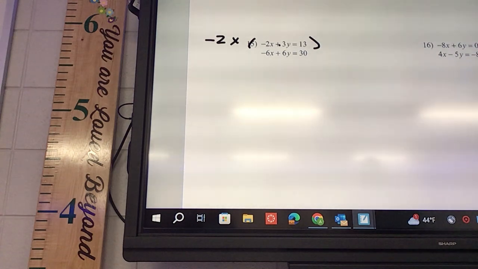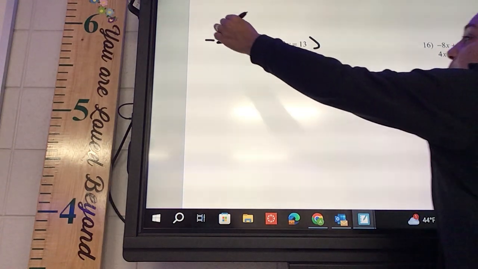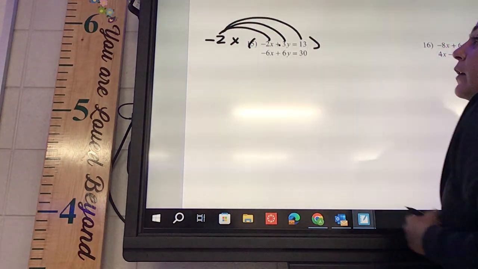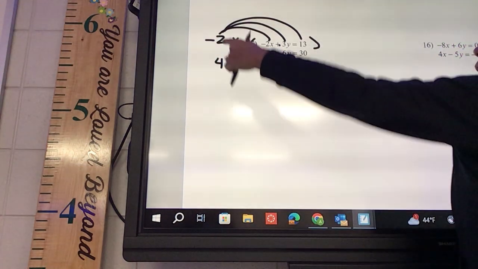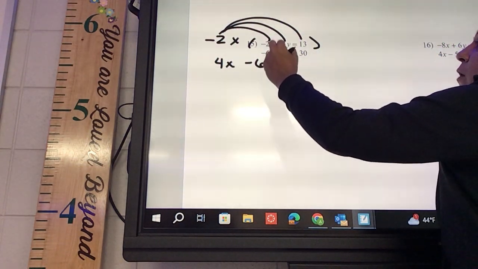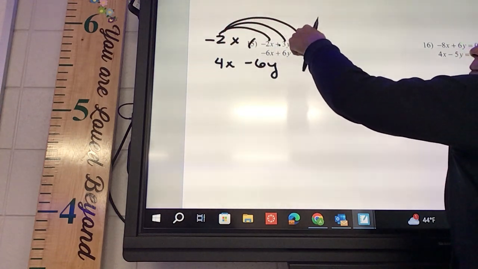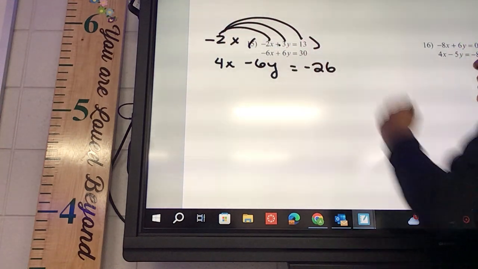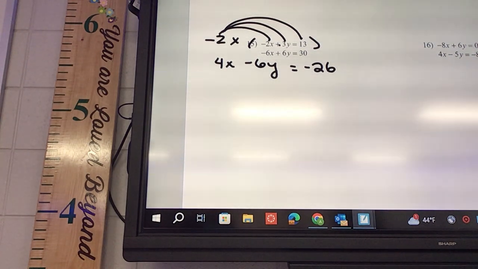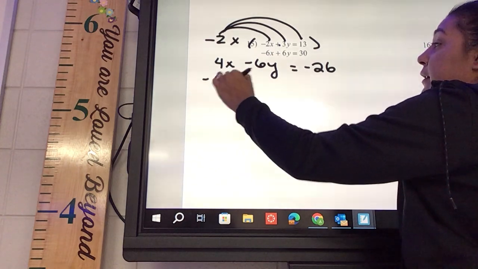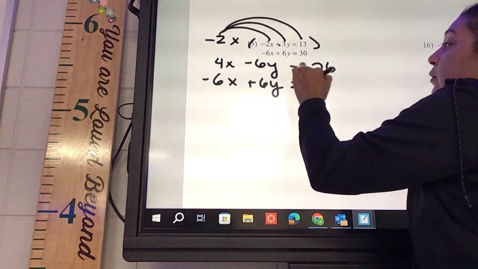And so equation 1, everything is going to get multiplied by -2. So -2 times -2 is going to be 4x. -2 times 3 is going to be -6y. -2 times 13 is going to be -26. Equation 2, are we doing anything to it? No. It doesn't have parentheses, so we're going to copy that one down below this one. -6x plus 6y equals 30.